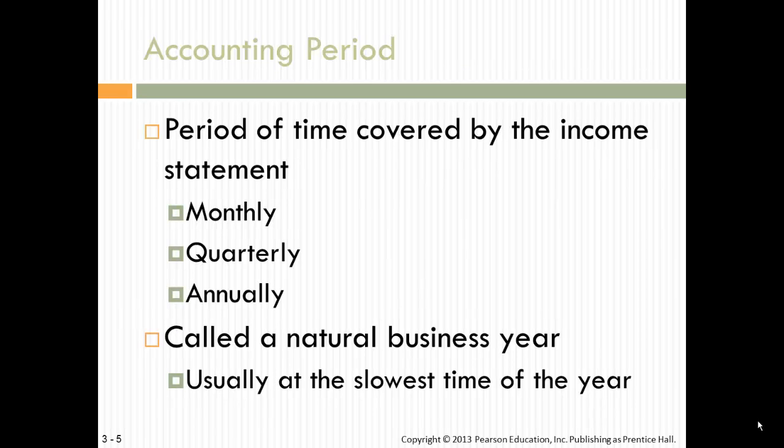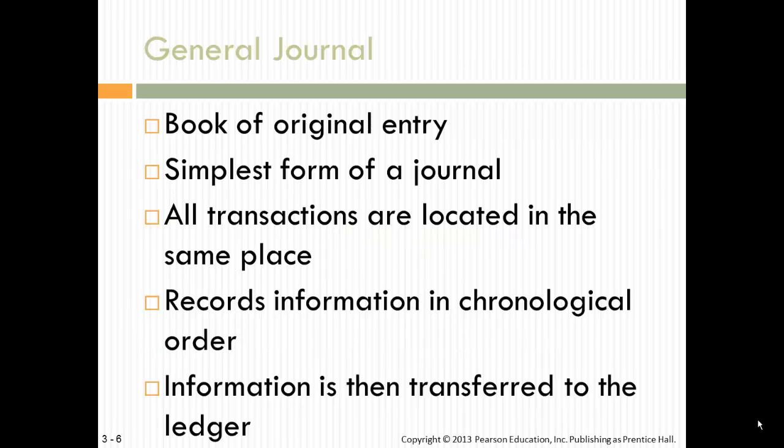The period of time covered by the income statement can be monthly, quarterly, annually. So the income statement covers a period of time. It's called a natural business year, so usually at the slowest time of the year. So interim reports are the monthly and quarterly, and the annual happens at the end of the year.